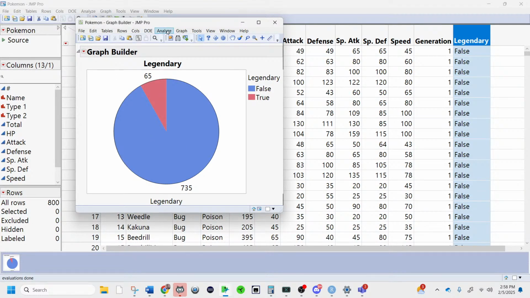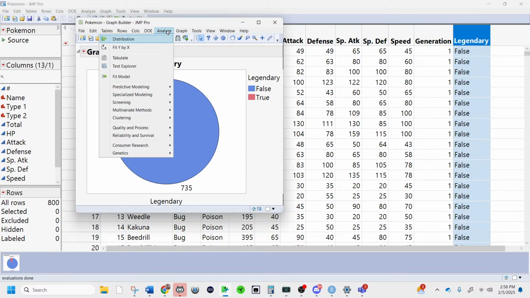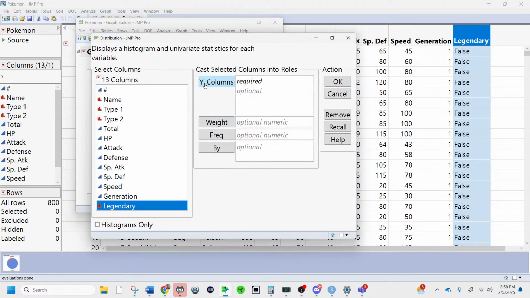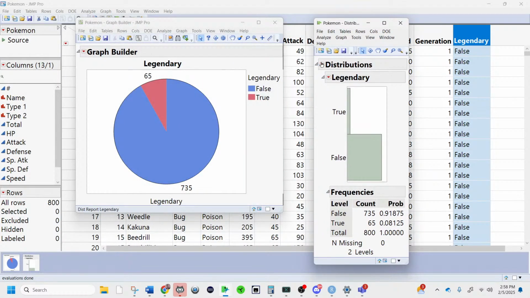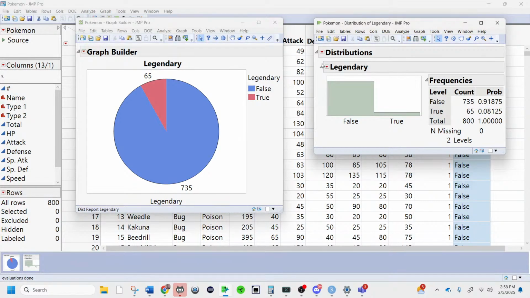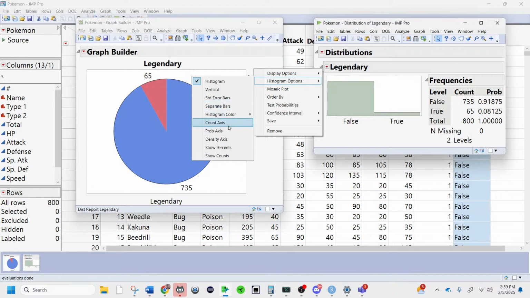Now, preferably when I make bar charts, I like to go to Analyze, Distribution. Analyze Distribution is used to analyze univariate data right there. Now we double click Legendary, and it goes right there to the Y columns for the analysis, and we click OK. The first thing I do when I get right here is I hit the Stack button to put it in horizontal layout. And then I like to add in a count axis to it by clicking the second red arrow, Histogram Options, Count Axis.